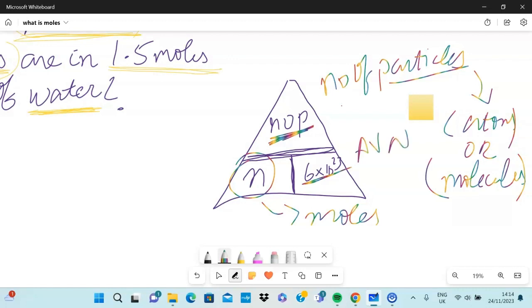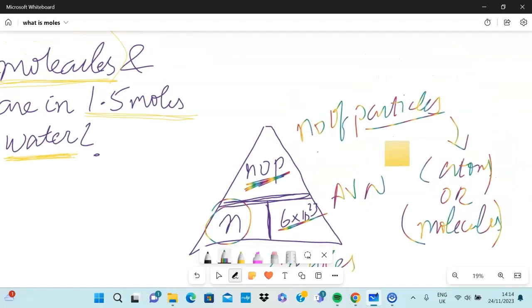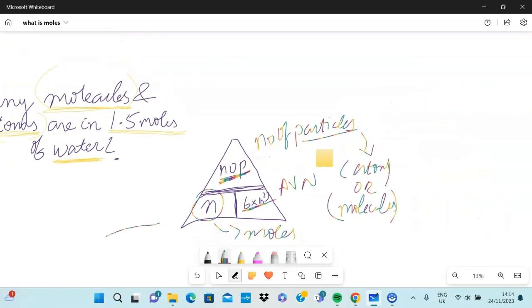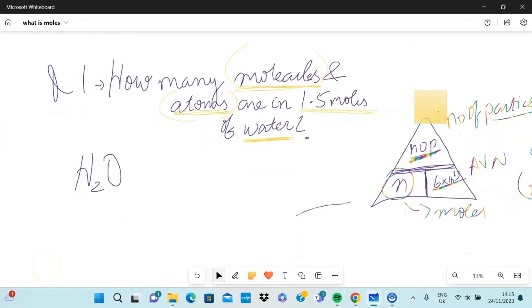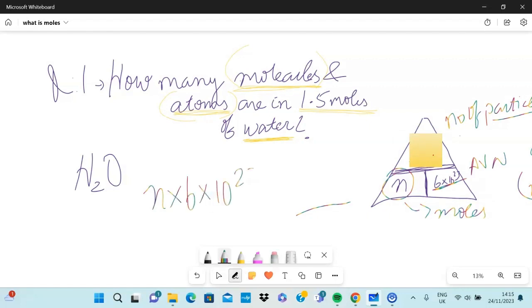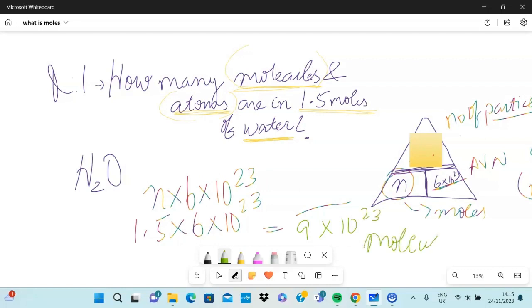Okay, so what do we do? We cover the thing that we need to find. So we know what the moles are. What we're supposed to find is the atoms. I'm going to cover the number of particles because that is what I want to find. And that gives me the formula n multiplied by 6 times 10 to the power of 23. n here is 1.5 and multiply that by 6 times 10 to the power of 23 and that will give me a lovely answer of 9 times 10 to the power of 23 molecules of water.